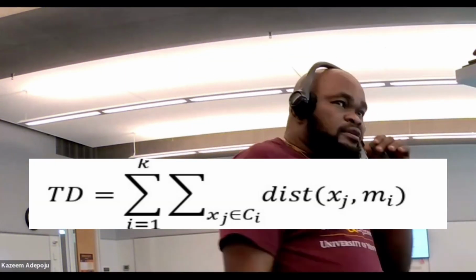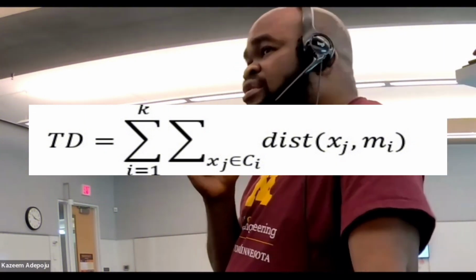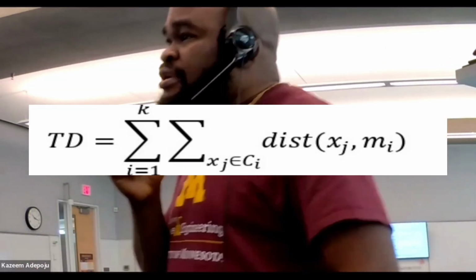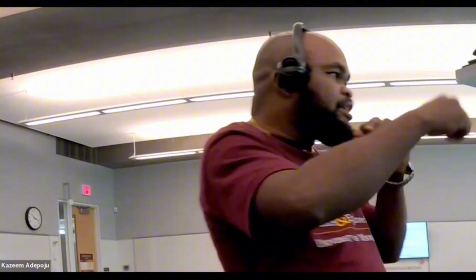This is the objective function for k-medoid. I'm going to say that again. The objective function for k-medoid is to minimize the total dissimilarity, or the total distance, between the points and the medoid. What do I mean by the medoid? The particular point that we choose that represents the cluster center. That's what I mean by that.